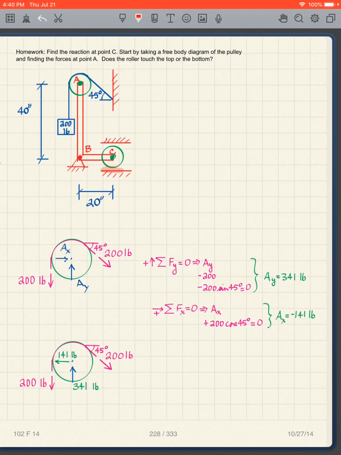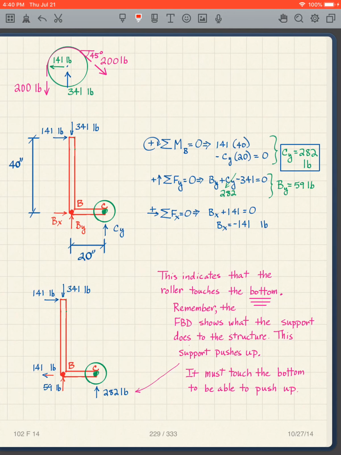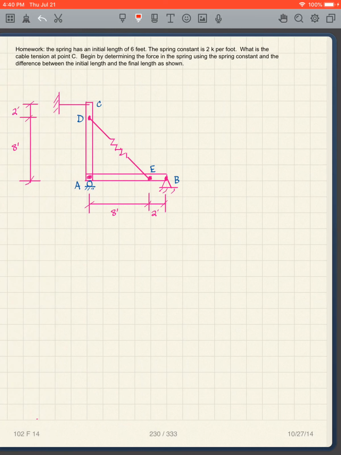So for this particular one, we find that it touches at the bottom. Remember, the free body diagram shows what the support does to the structure, and it says that the support pushes up. It must touch the bottom to be able to push up. Okay, I'm going to stop there.